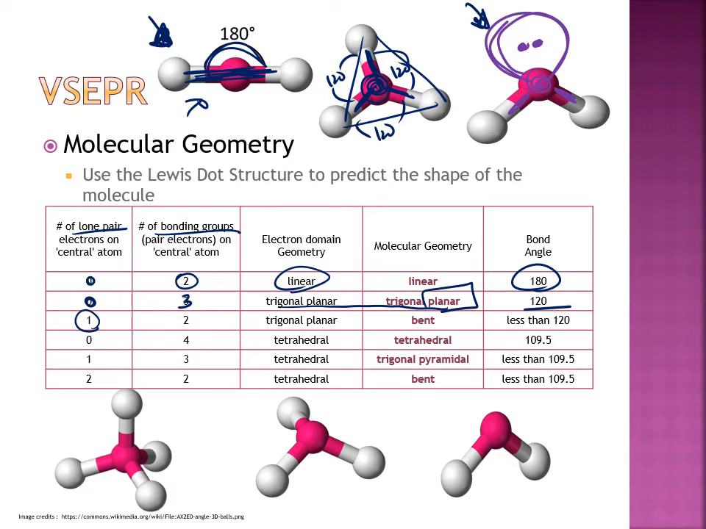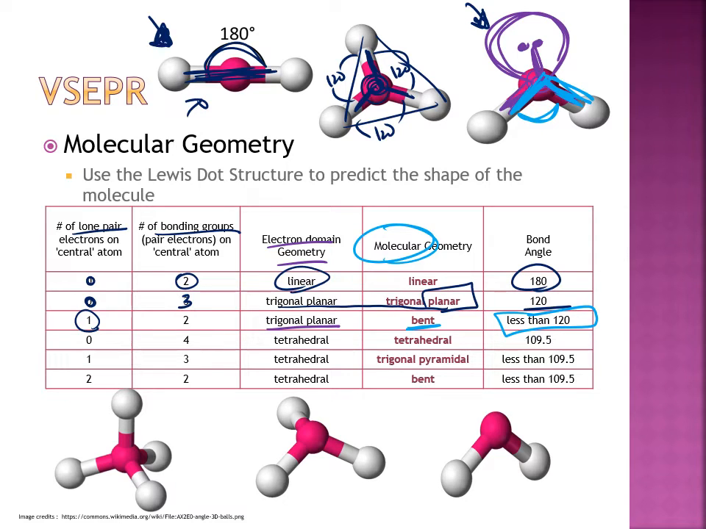So we've got 1 bonding group, 2 bonding groups, and then 1 lone pair of electrons on that central atom. These guys take up space just like these guys take up space. We're going to call it, its electron domain geometry is still going to be trigonal planar because I still have 1, 2, 3 things on that central atom. But only 2 of them are actually in bonds, and so my molecular geometry is going to be called bent because it looks like it's bent. The bond angles are going to be less than 120 degrees.